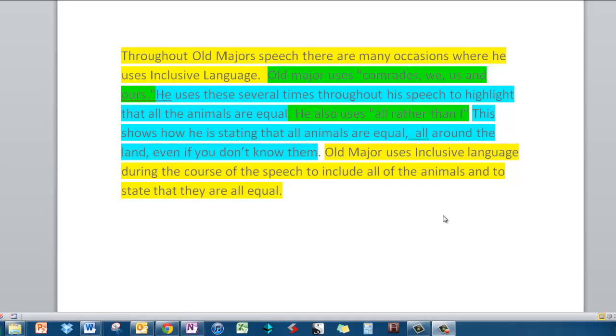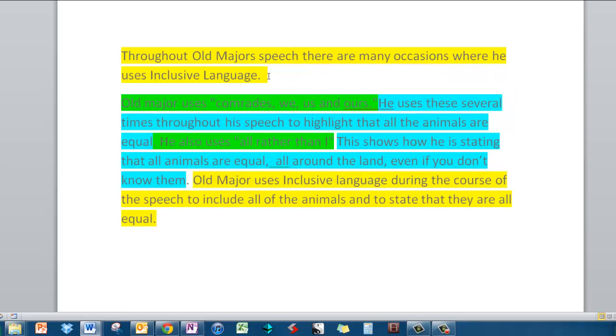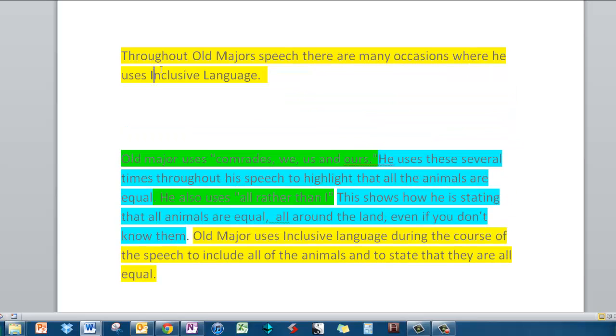Okay, let's have a look at Harry's paragraph about how Major used language to persuade. So the topic sentence should tell us the technique that Major used in his speech. Let's just see what Harry did. Throughout old Major's speech, there are many occasions where he uses inclusive language. Okay, that's great.